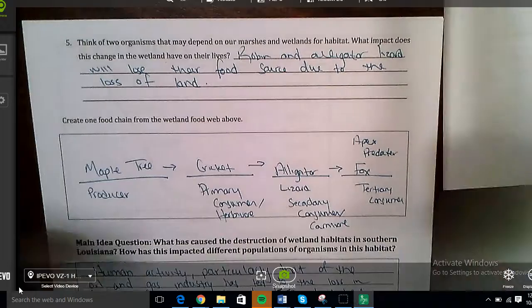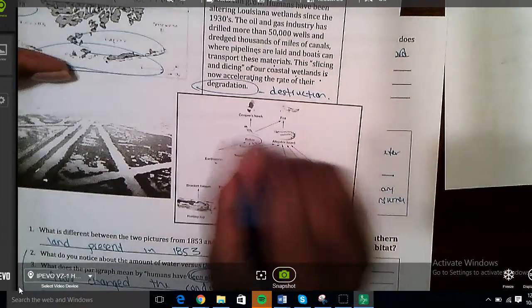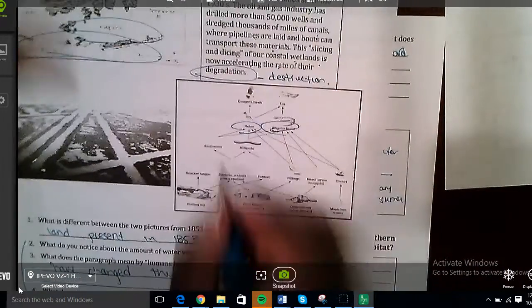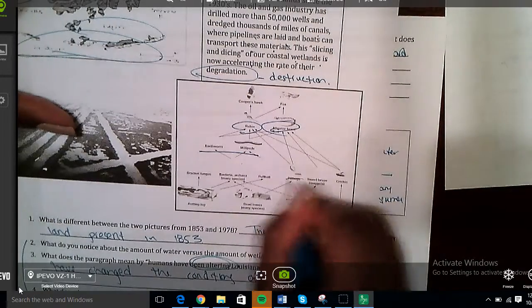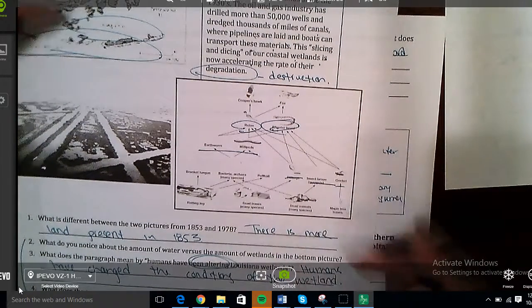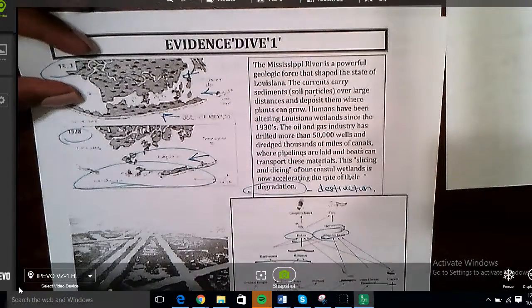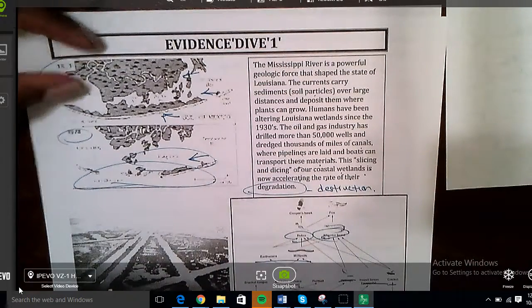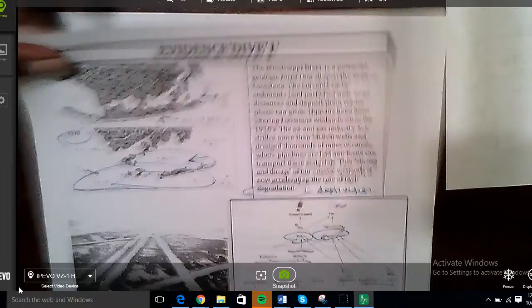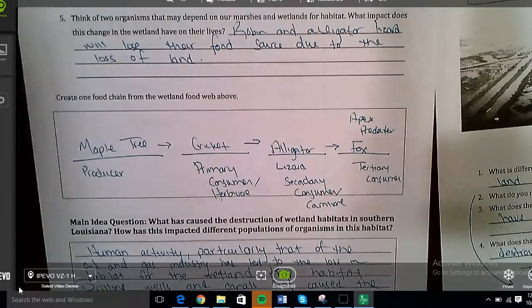So if we look on the food web, those are two organisms, the robin and the alligator lizard. They depend on worms, other insects and crickets that need land to live on. So if there is a loss of land, that means that their prey is going to decrease, which means that their population numbers will also decrease.